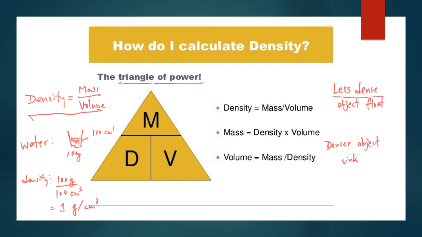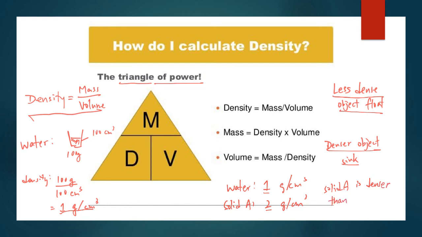So density can also help you to find out whether an object will float or sink. For example, water. The density of water is 1 gram per cm cube. So if I have an unknown solid, let's say solid A, the density is 2 gram per cm cube. Okay, because solid A has a higher density than water, solid A is denser than water, more dense than water. So you could expect that if I place solid A into the water, solid A would sink to the bottom.